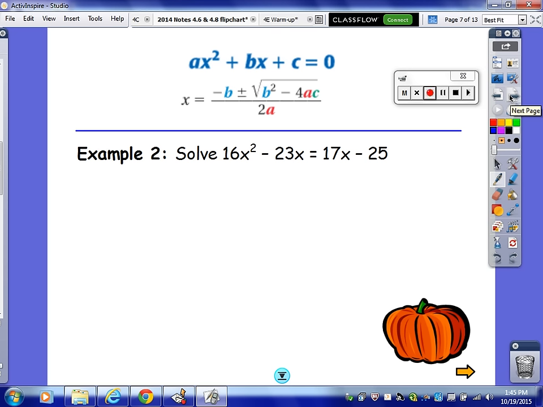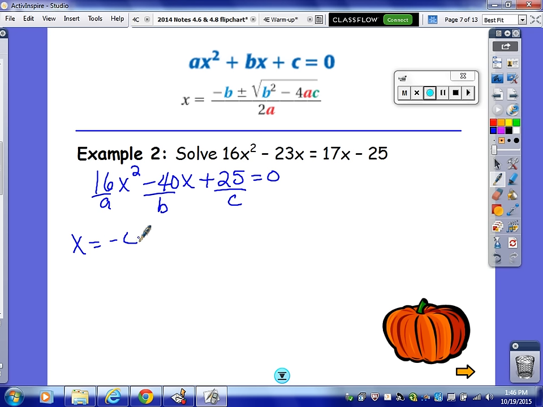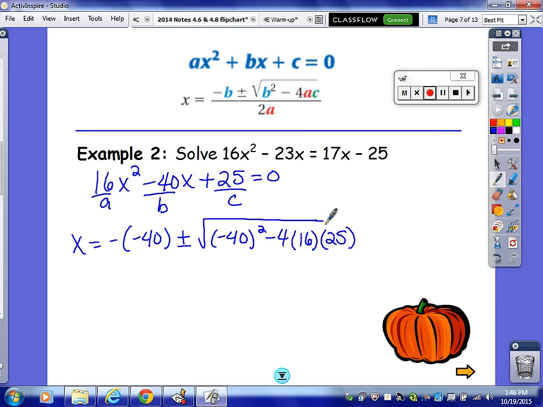Alright, here again we need to put this in standard form. So let's combine like terms. So we're going to get 16x squared minus 40x plus 25 equals 0. So here's my A, my B, and my C. Alright, let's plug in. X is equal to the opposite of B plus or minus the square root of B squared minus 4AC all over 2A.